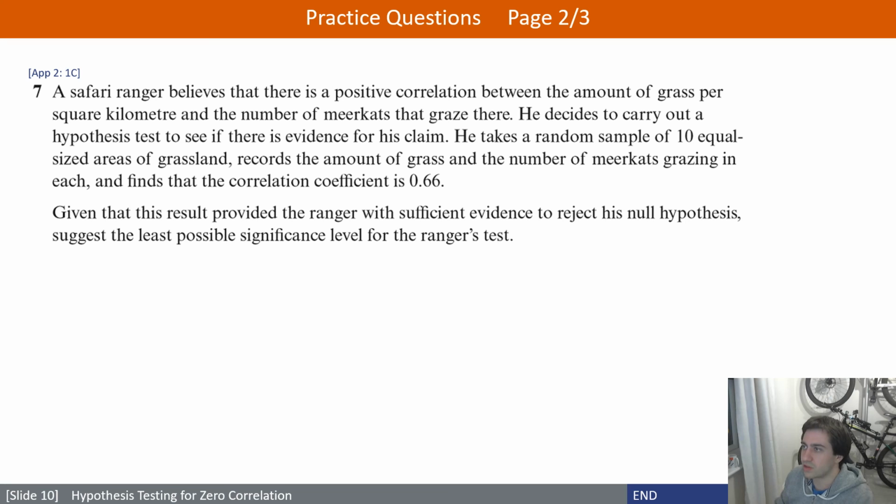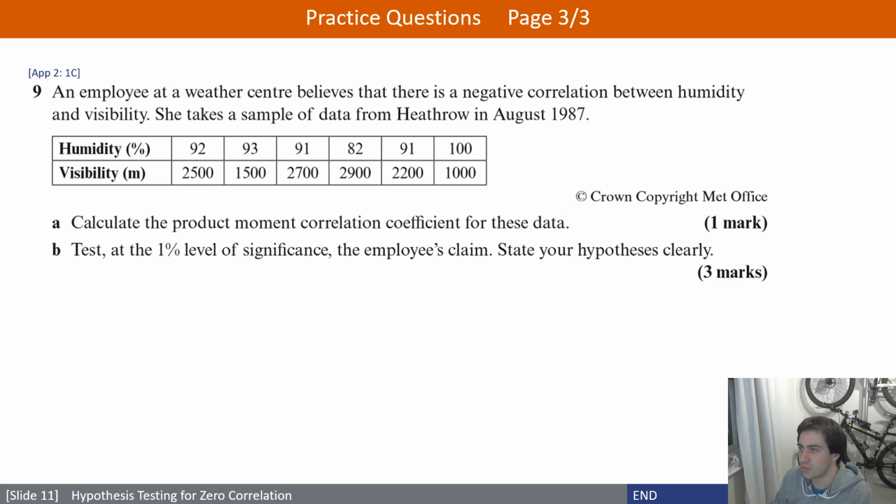Okay, so penultimate question. See if you can do a hypothesis test on this one. And finally, just try this one as well.